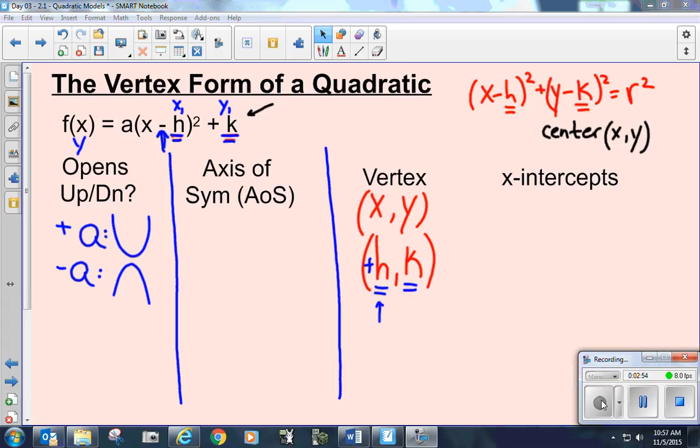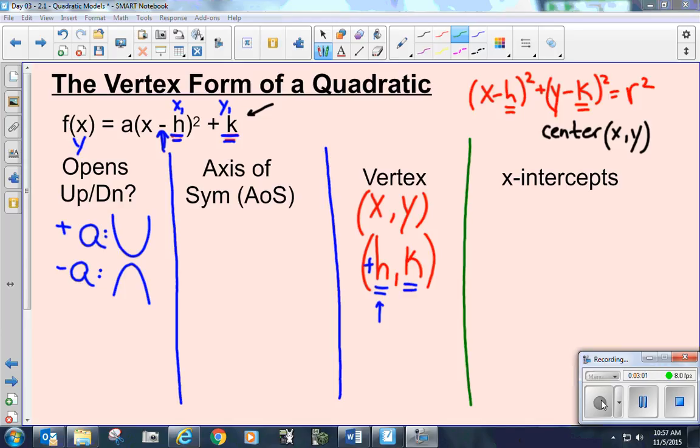Okay? So now that we know the vertex, that's not bad. It's just h and k. How can we get the axis of symmetry without any work? That's always x equals, isn't it? It's that vertical line that reflects the parabola over itself, cuts it in half. If we had the standard form, it would be negative b over 2a, absolutely.